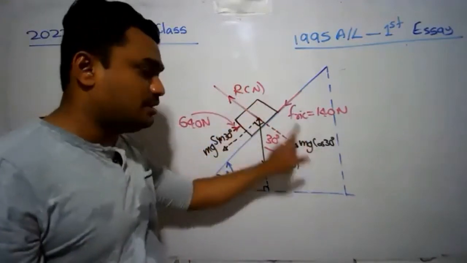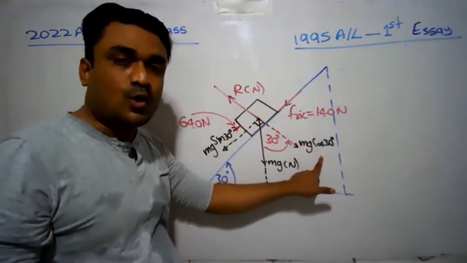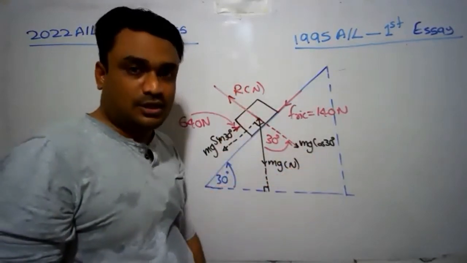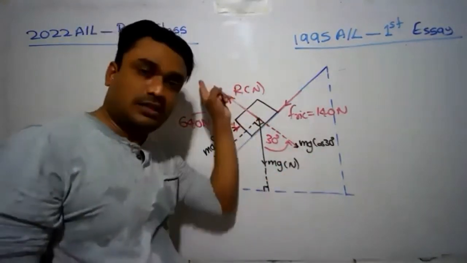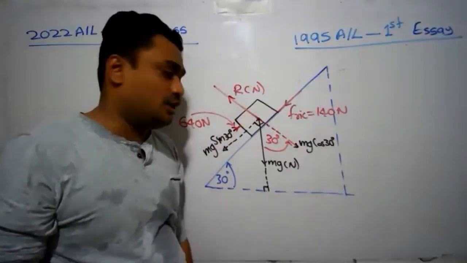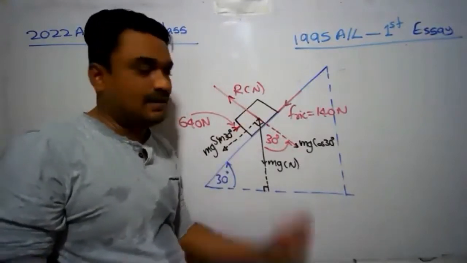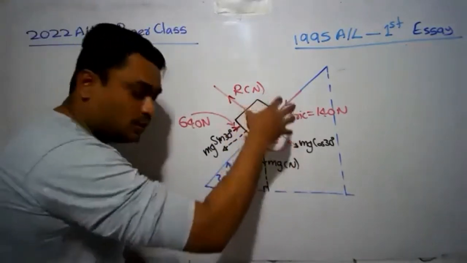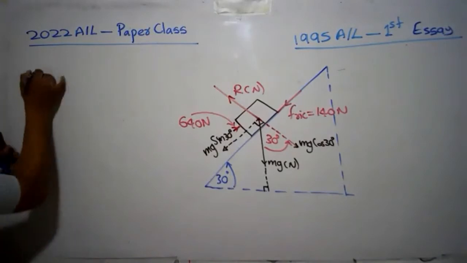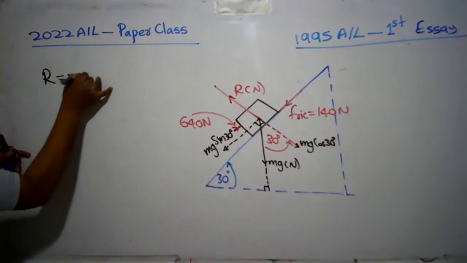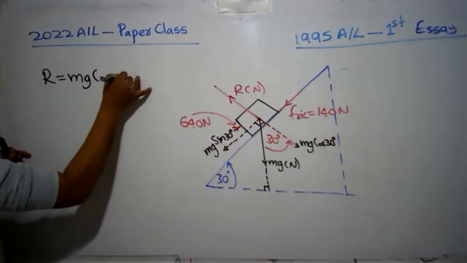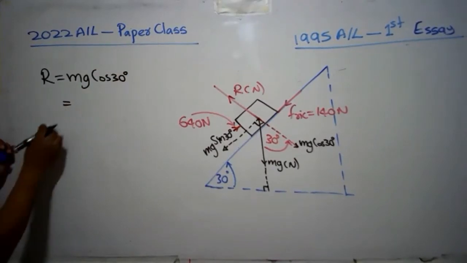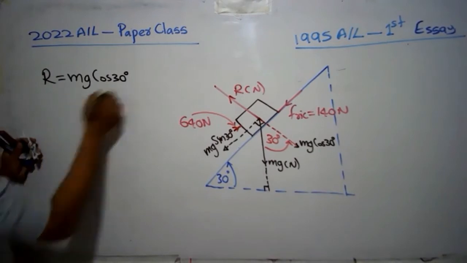They are action-reaction forces. According to Newton's third law of motion, action force should be equal to the reaction force. Therefore, R and mg cos 30 should be equal in magnitude and opposite in direction. It can be clearly seen from the figure. So we have to draw this figure and find the value of R. R equals mg cos 30. I leave m as it is.